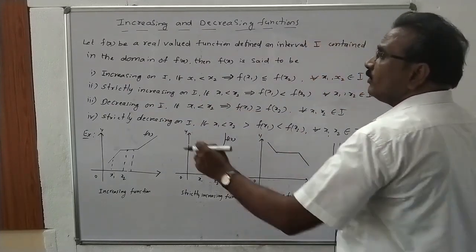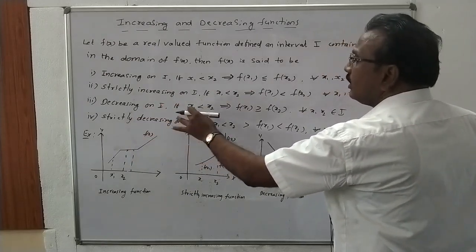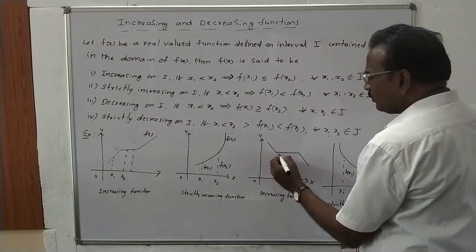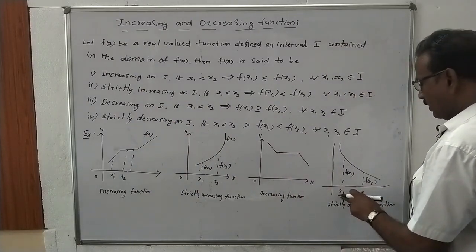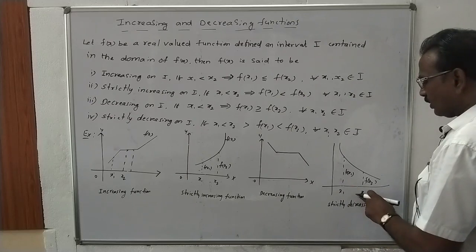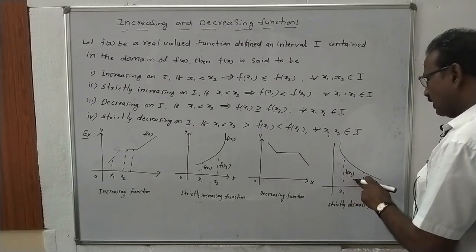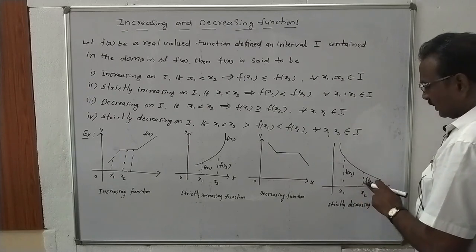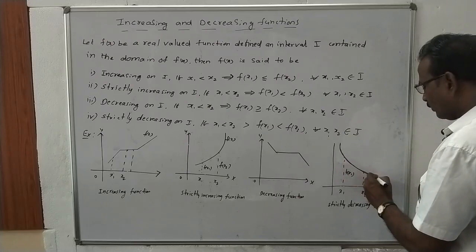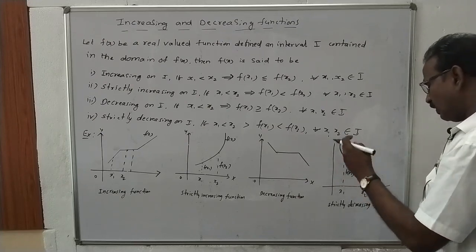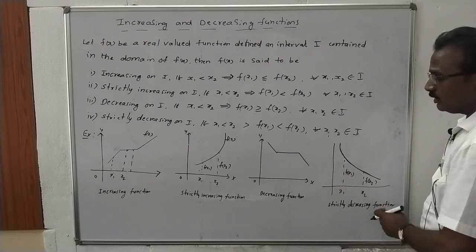Decreasing function: when the given function is decreasing and strictly decreasing. Suppose we take 2 points, x1 and x2, with x1 less than x2, and f of x1, the height of the graph at x1, is greater than the height of the graph at x2. That means as we move along the graph from left to right, the height of the graph is continuously decreasing, therefore the function is a strictly decreasing function.